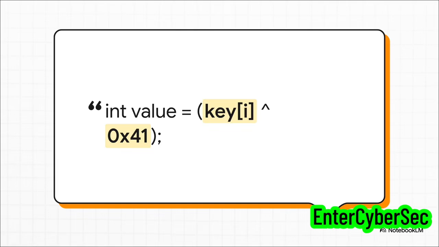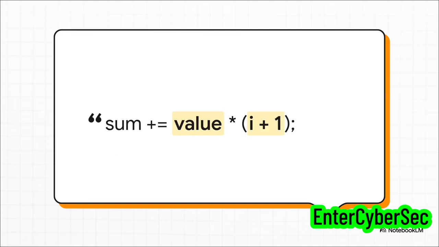Clue number 3. This line is the core of the whole cipher. For every character in our key, the code does what's called an XOR operation with 0x41. Now don't let the name scare you. Just think of XOR as a simple way to scramble a value. And that 0x41? That's just the hex code for the capital letter A. It's a classic trick, really, just to obscure the logic a little bit and make it tougher to figure out at first glance.